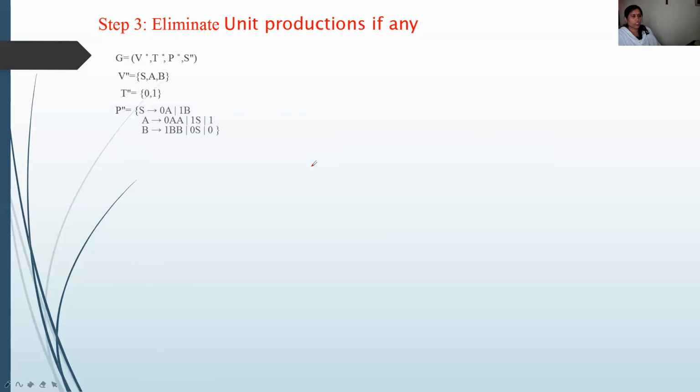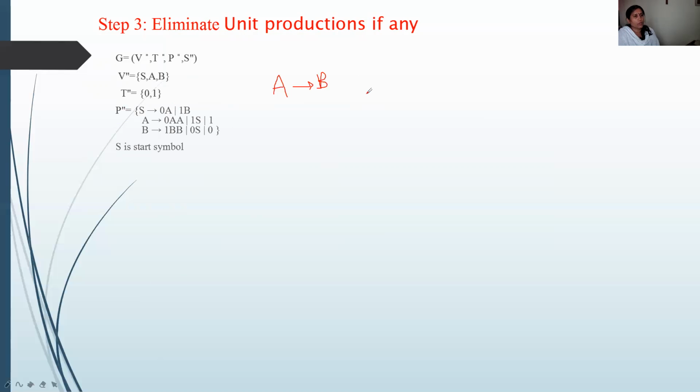Check whether there are any unit productions. What is a unit production? You remember what a unit production is? A variable producing a variable is called a unit production. Check here, I don't have any such productions. A variable producing a variable, we don't have any.